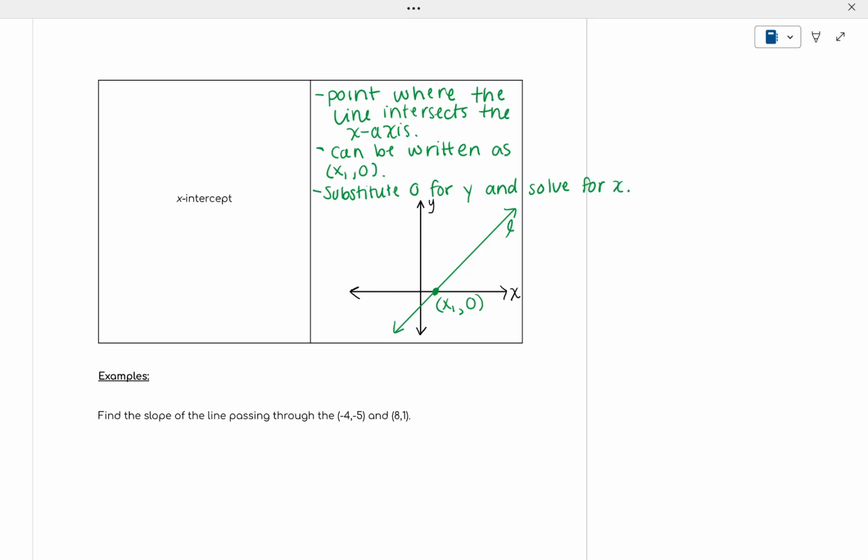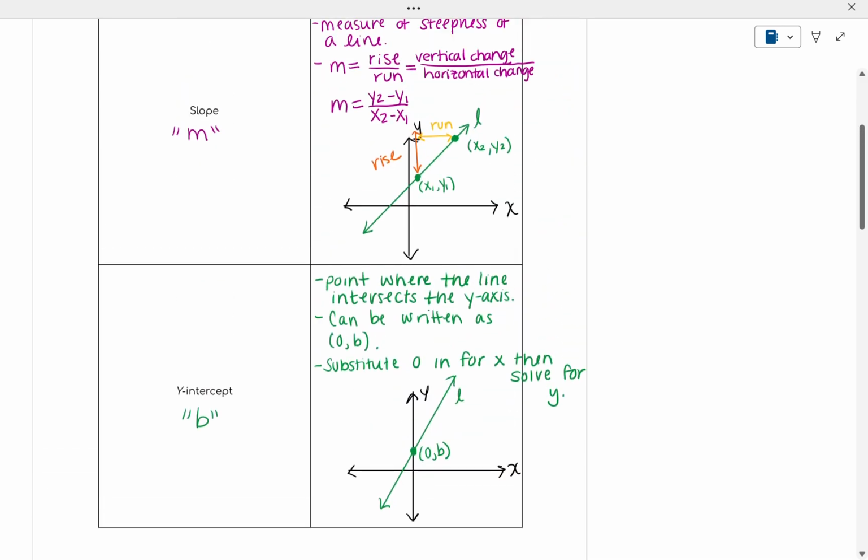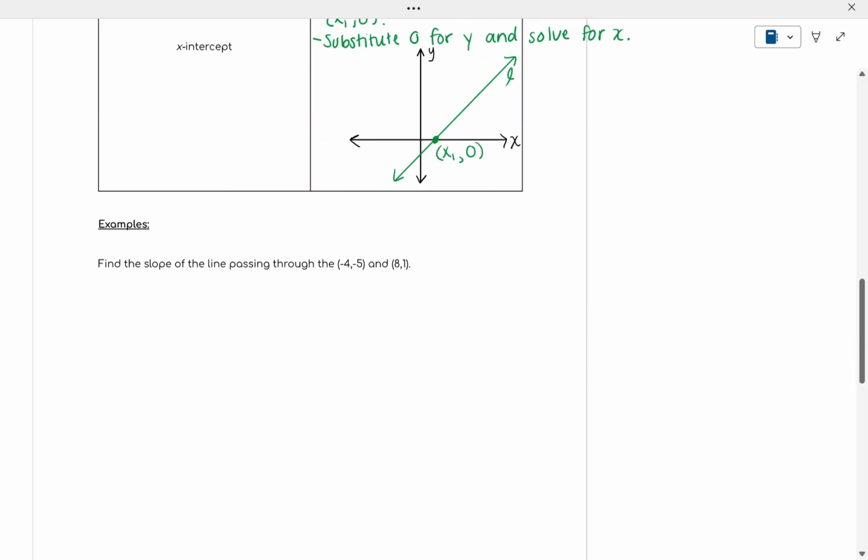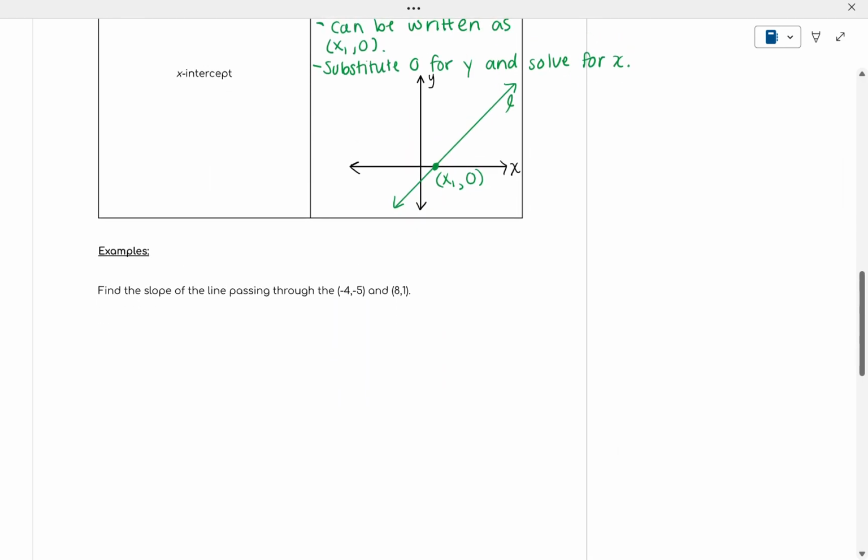All right, so that's a little bit about the x-intercept, y-intercept, and slope. So let's see an example of when we actually have 2 points and we're expected to find a line passing through those 2 points. So in this case, we're asked to find just the slope of the line passing through the points -4, -5, and 8, 1. So here, we're only tasked with finding the slope.